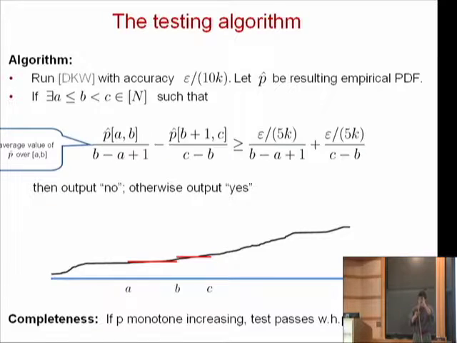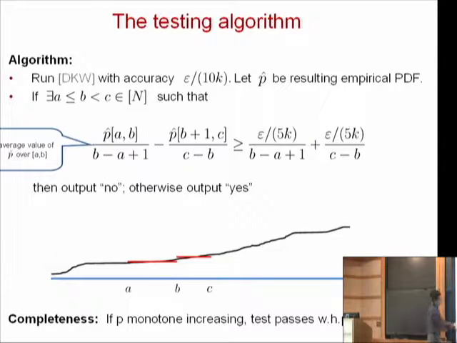DKW gives you a bound on the CDF error. If I have a bound on the CDF error over here and a bound on the CDF error over here, 2 times that bound gives me a bound on the error of the PDF over this interval. Okay, so we have a pretty good estimate of the PDF over any interval. And then the tester is: you just see, are there any 3 points A, B, and C on the line, in order, such that the average height of the empirical distribution over AB is noticeably more than the average height of the PDF over the right interval?